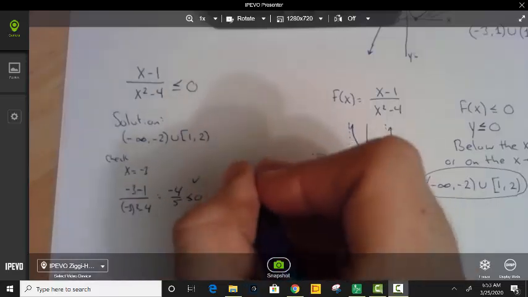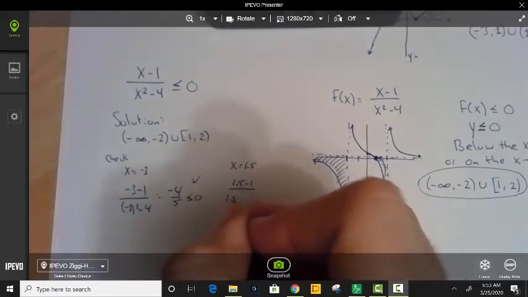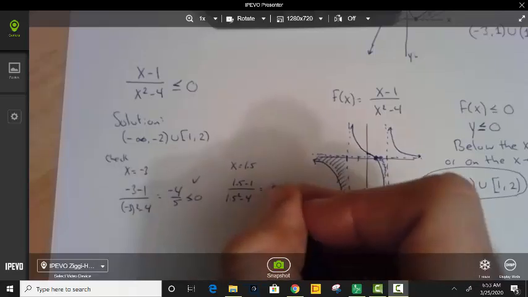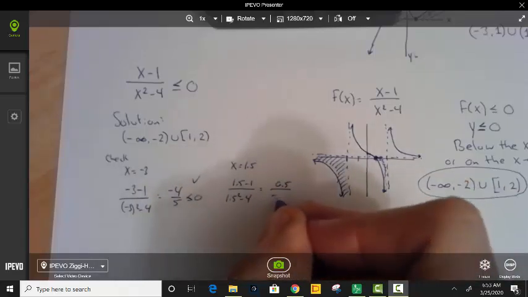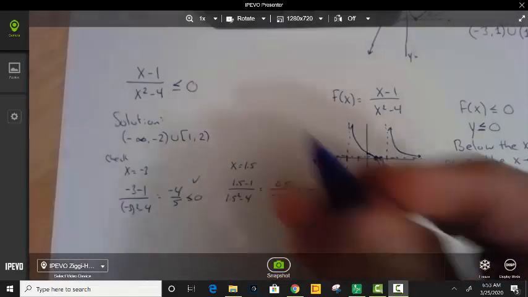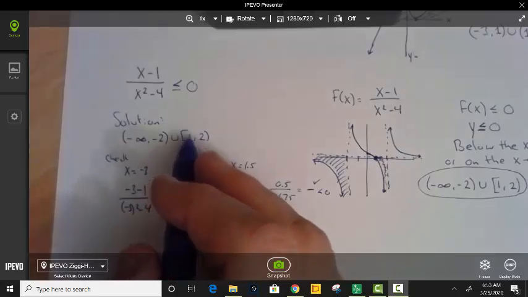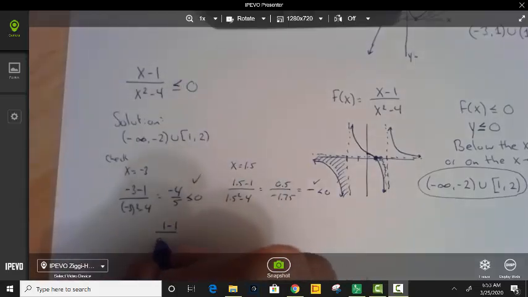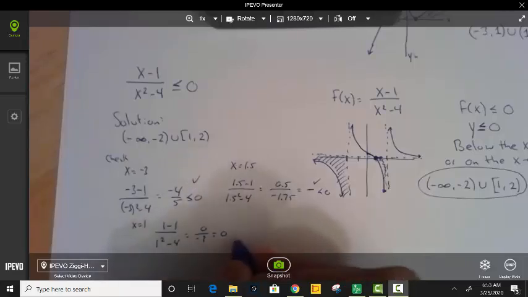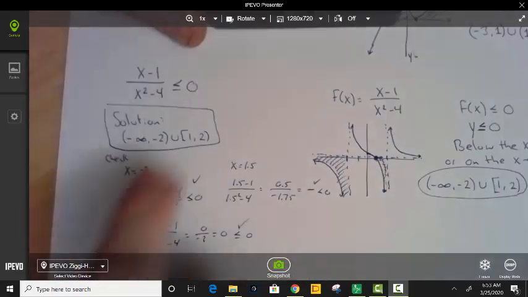If I picked a number between 1 and 2, let's check, say, 1.5. 1.5 minus 1, over 1.5 squared minus 4. That gives me 0.5 over negative 1.75, and we see that that is going to be a negative answer, which is guaranteed to be less than 0. So that checks. If I plug in 1, 1 minus 1 over 1 squared minus 4, we get 0 over negative 3, which is equal to 0. It says it has to be less than or equal to 0, and that's equal to 0, so that also checks.